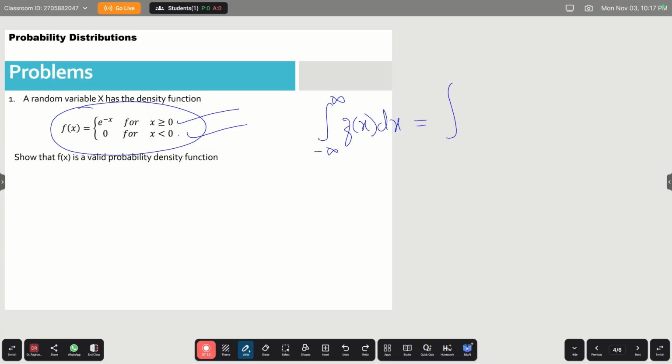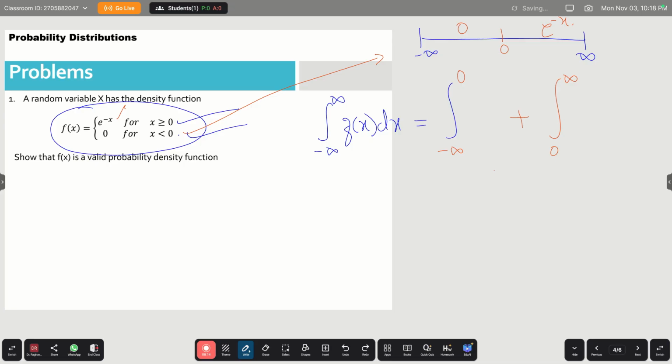So the integration I will split. Minus infinity to plus infinity I need to integrate. In the center 0 will be there. So from minus infinity to 0, our function says it is 0, and from 0 to infinity it says it is e power minus x. On the basis of the same thing, I'll split this integration. So minus infinity to 0 I will integrate first, plus 0 to infinity.